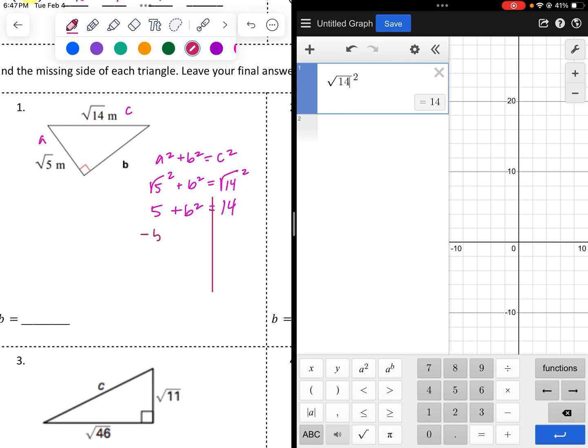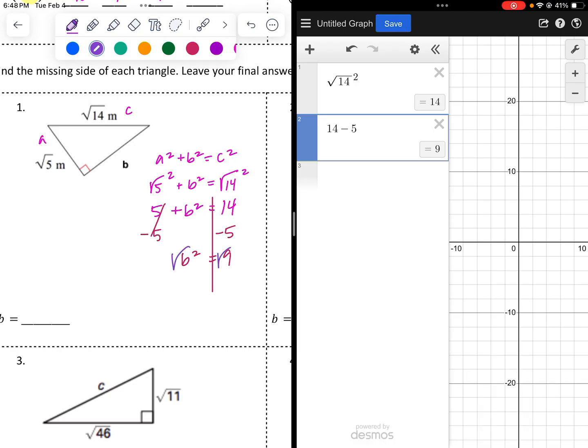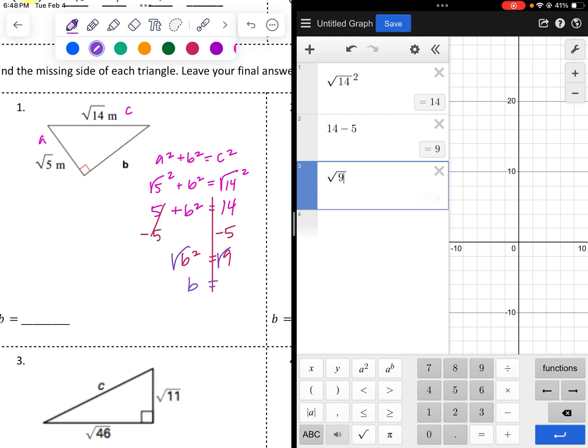I'm going to subtract 5 on both sides, and b squared is equal to 14 minus 5, which is 9. Then I take the square root of both sides because I have to find one b, so b is equal to the square root of 9, which is 3. So this side is 3.